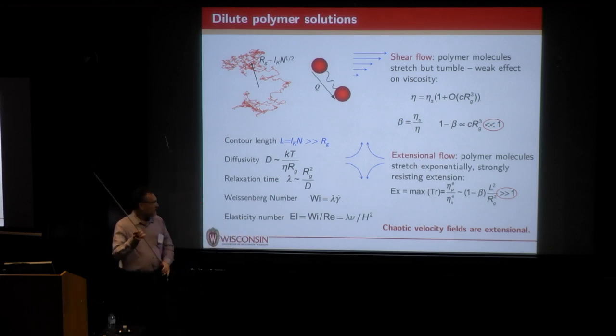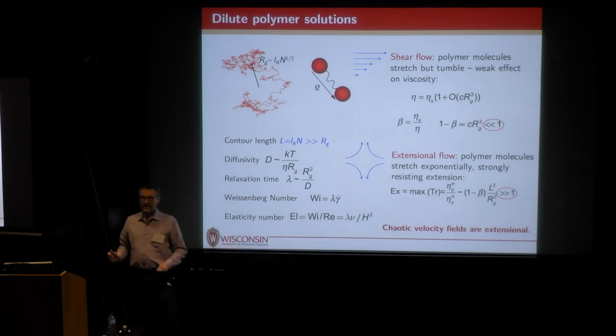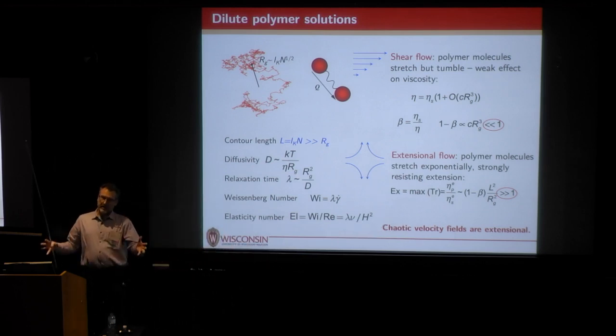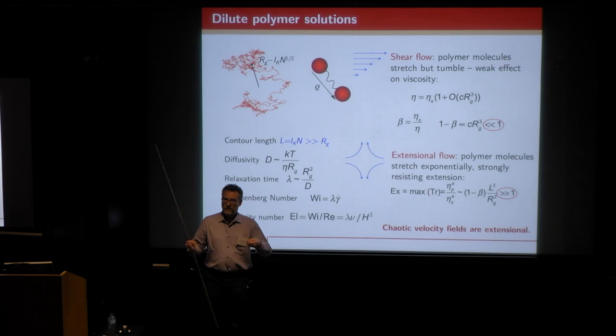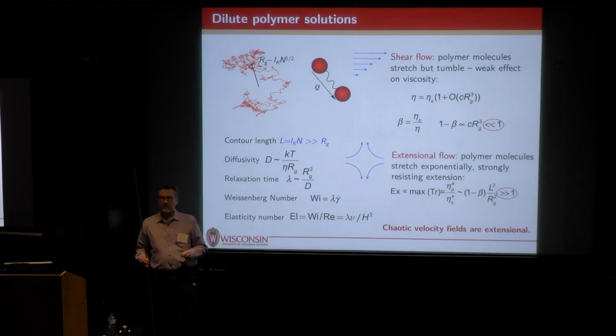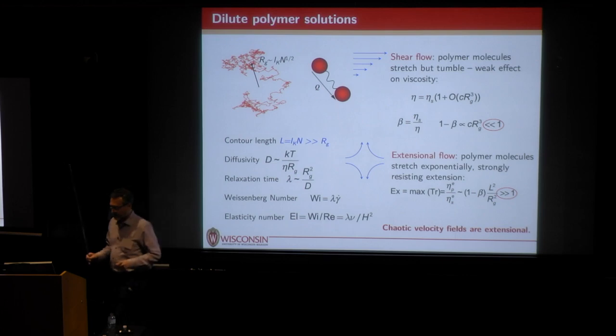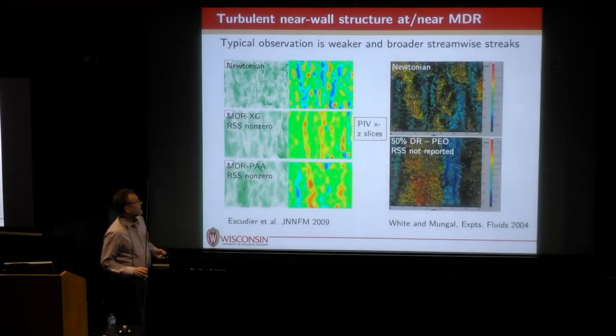We've heard a lot about vorticity in turbulence, but everything in between the vortices is extensional in a turbulent flow. So if you have a chaotic velocity field, in general, material lines stretch exponentially fast, and you get exponential stretching of polymer molecules. That turns out to play a role in my story later. So there's my tutorial.